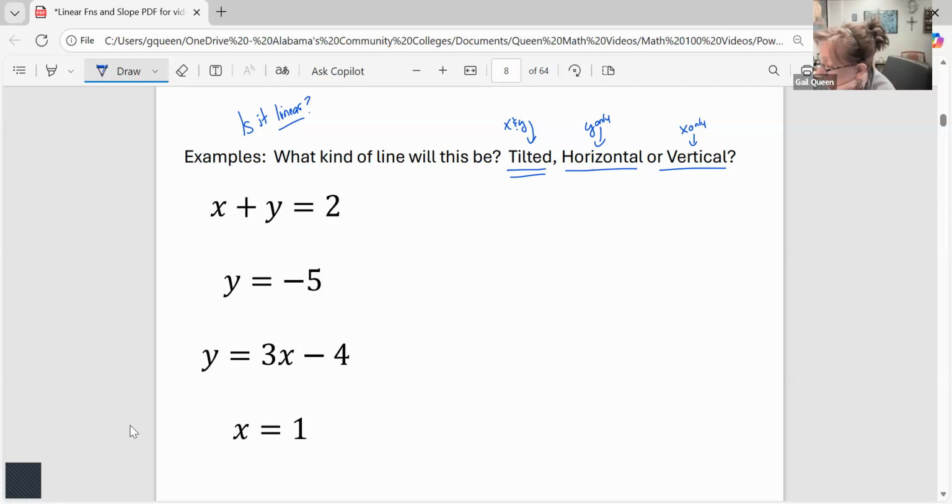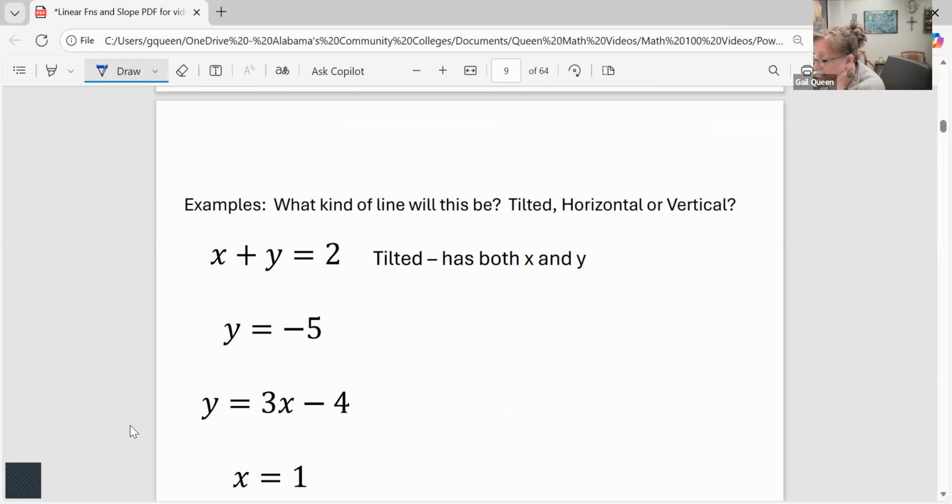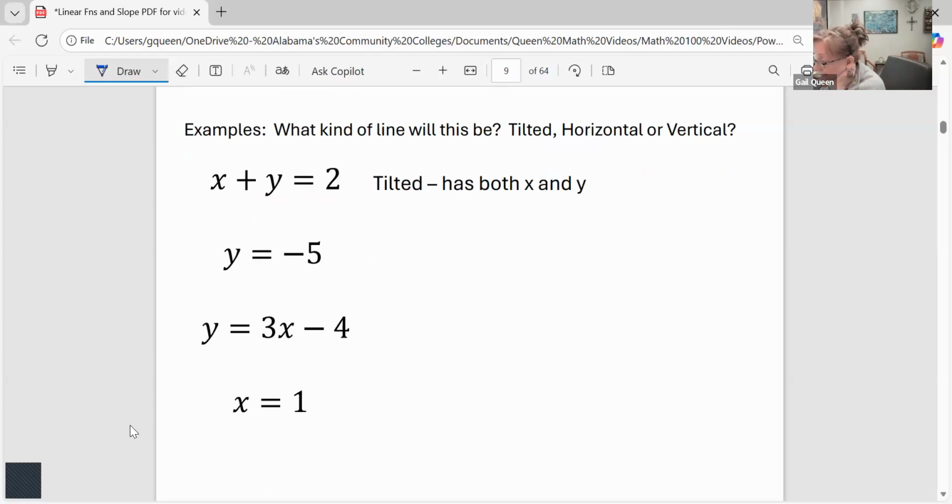Okay, so let's look at example number 1 here. We have x plus y equals 2. All right, so this is a tilted line. I originally had this as a PowerPoint, but it was harder to write on the PowerPoint, so I am rolling through. So bear with me as we roll through, okay? So line number one is a tilted line. The reason it's tilted is because it has both an x and a y.